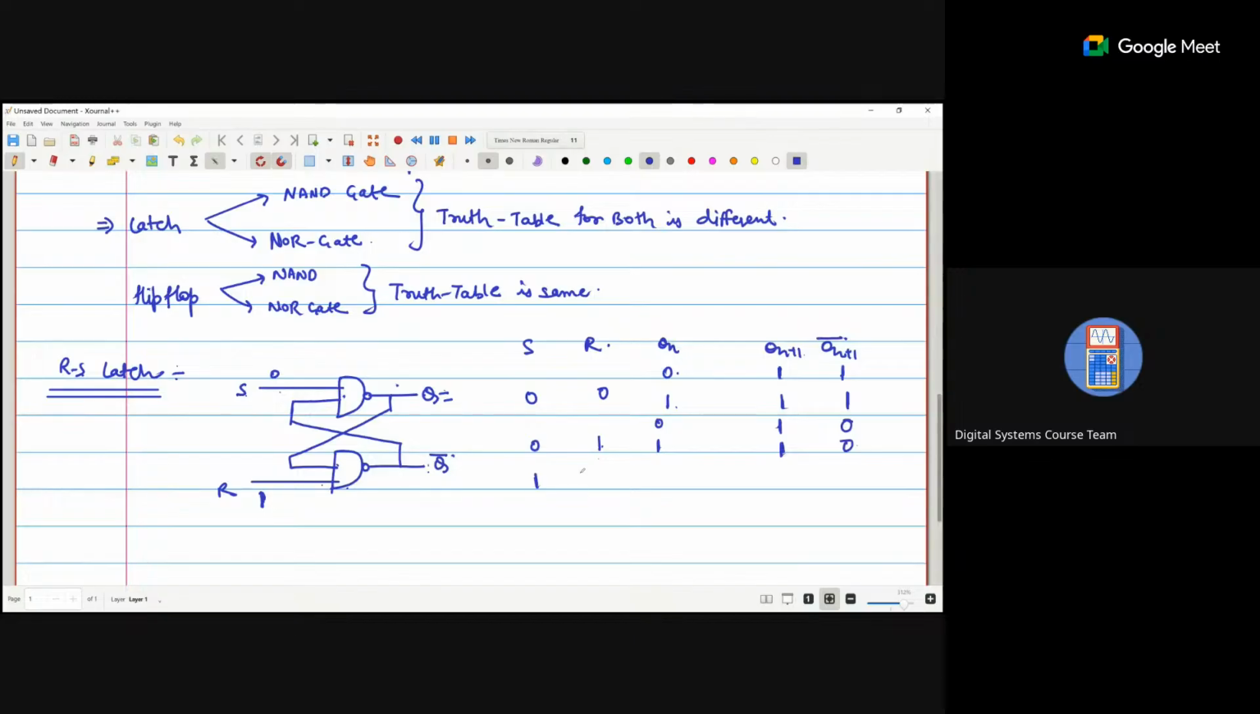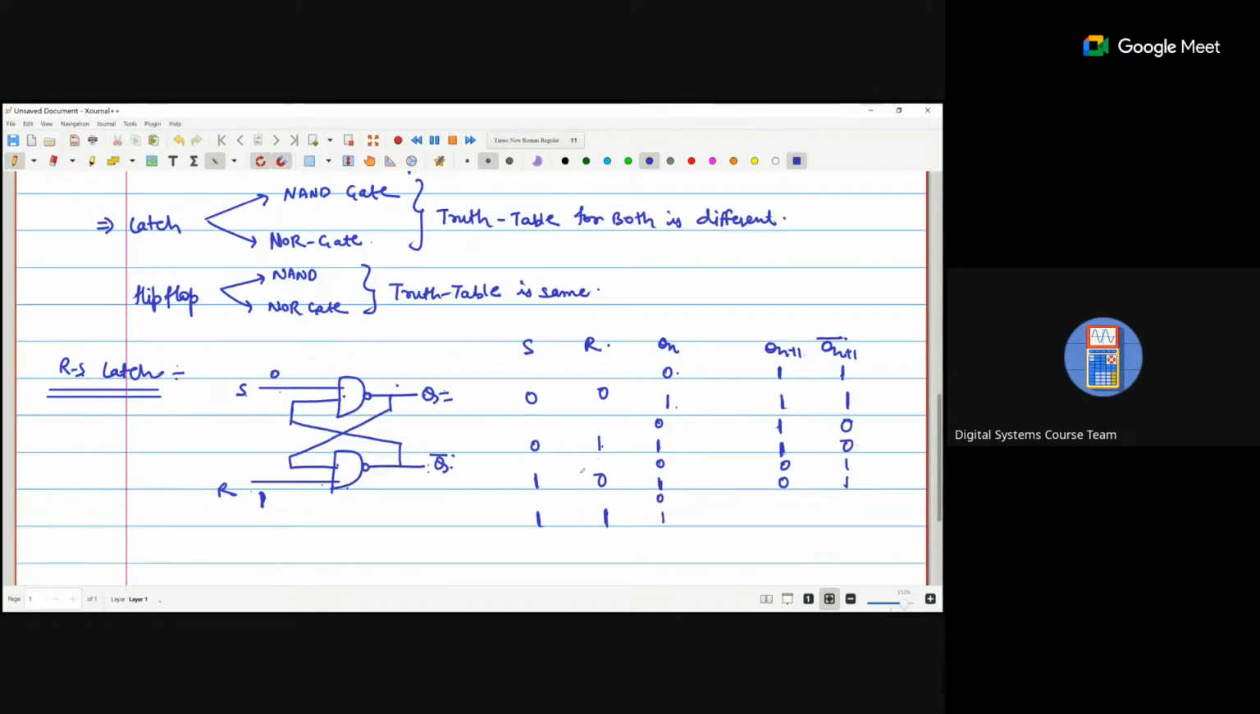Now if S is 1 and R is 0, the previous state output is 0 and 1. If R is 0, that means Q bar is 1. If Q bar is 1 and S is also 1, then 1, 1 becomes 0.